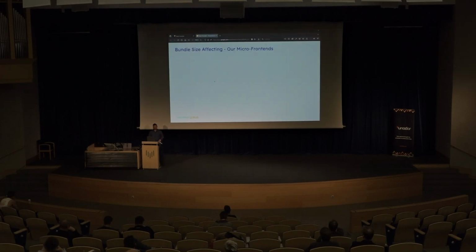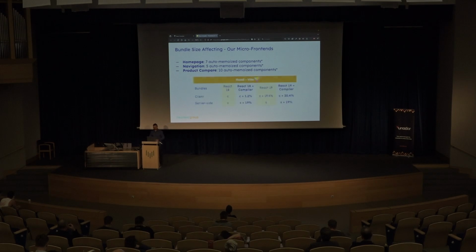So various apps, but these apps are hobby apps, not production code. But I tried it on our micro frontends in Heureka. I tried it on the homepage, and there are 7 auto-memoized components, and navigation with 5 auto-memoized components, again used multiple times in the app. And product compare, which is based on Next.js, and there are 10 auto-memoized components in the code base.